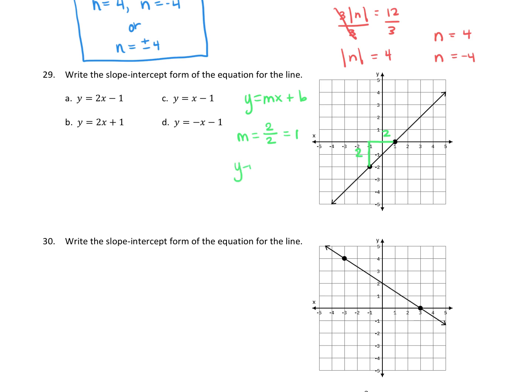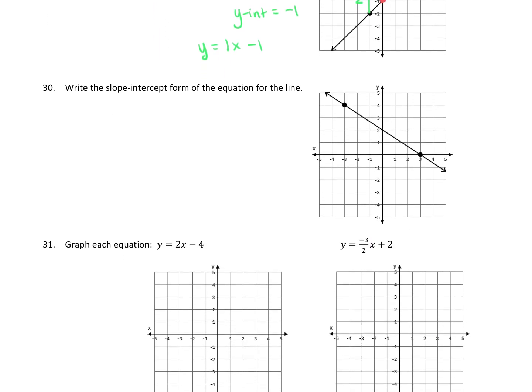All right, now the y-intercept is where your line crosses the y-axis. In this case, it's this point right here at negative 1. So our y-intercept is negative 1. So I'm looking for an equation. Well, I guess we can write it. y equals mx plus b. So y equals, our slope is 1x and our b is negative 1. So y equals 1x minus 1, or in this case, just x minus 1 is the same thing.